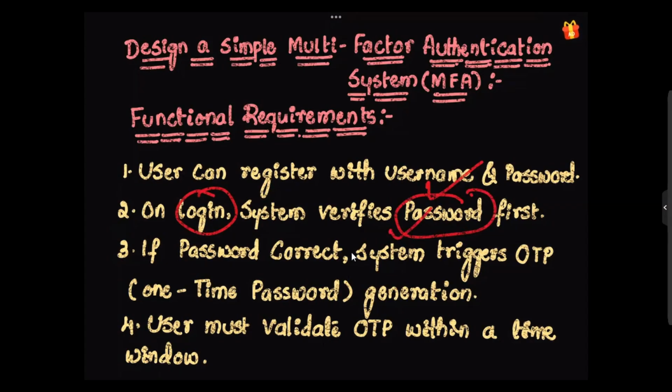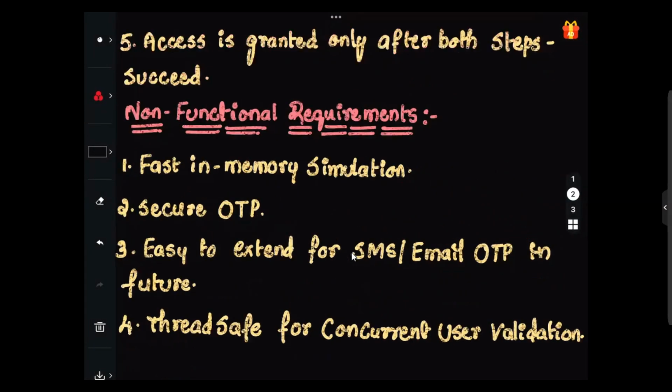If the password is correct, then the system triggers OTP, one-time password generation. Next, the user must validate the OTP within a particular time window. The last functional requirement is that access is granted only after both steps succeed. That is the reason we call it multi-factor authentication.